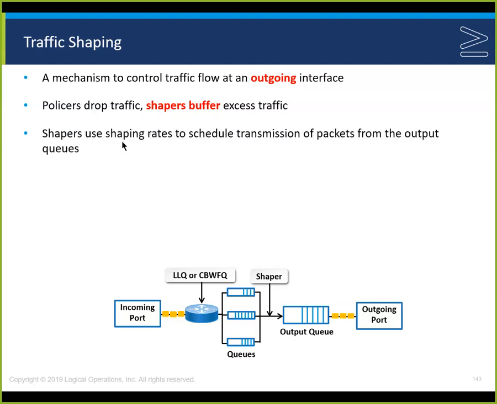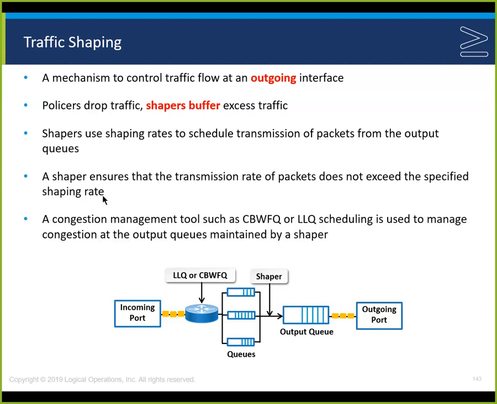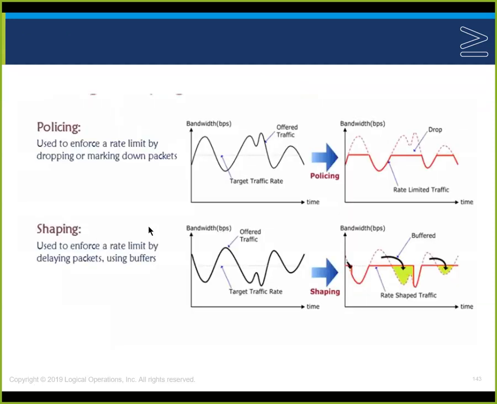Shapers use the shaping rates to schedule the transmission of traffic. This ensures that the transmission rate does not exceed the specified shaping rate. It's a congestion management tool, like class-based weighted fair queuing and low latency queuing. Here are images that are an attempt to show what goes on.